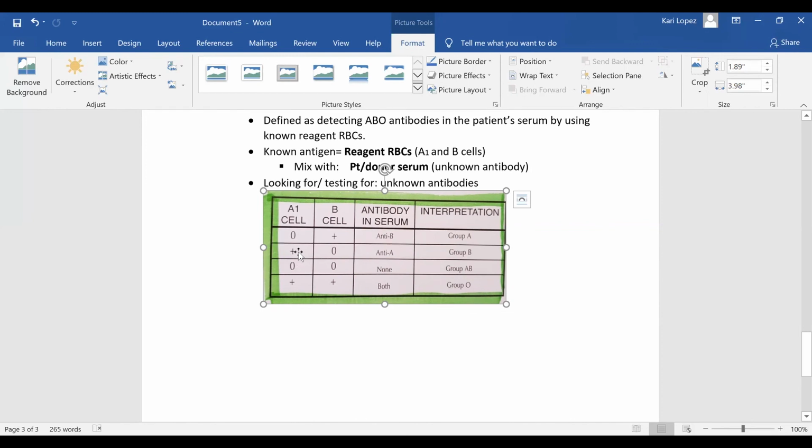So if you're positive for A1 cell, then negative for B cell, then you have the anti-A antibody, and you type as group B. If they are both negative, then you have no antibody in your serum, which means you express all those antigens, so you are group AB. If you are positive for both A1 and B, it means that you have both antibodies in your serum, and you are type group O.